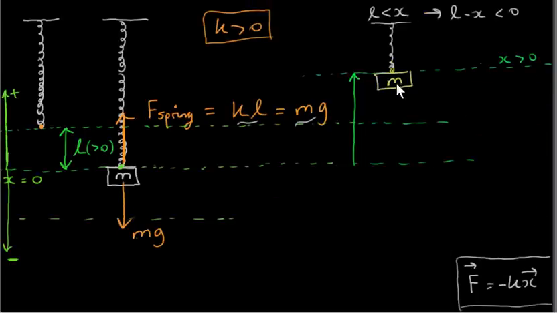Now let's consider the case where the mass is in this position. So this horizontal line is x equals 0. This position here is L, x equals L. L is some positive number. And you can see that x is greater than L, or L is less than x, same thing. If L is less than x, then L minus x will be negative, it will be less than 0.